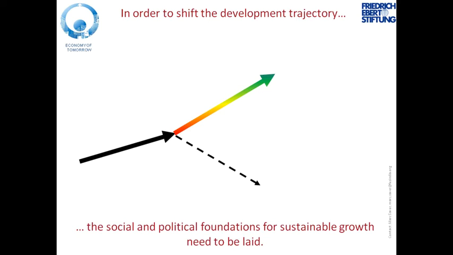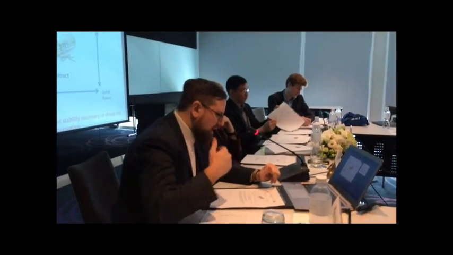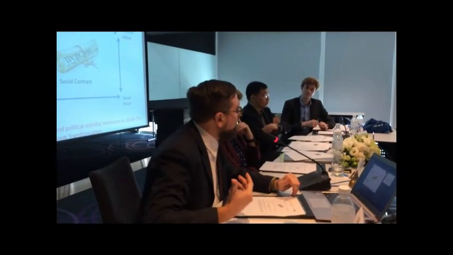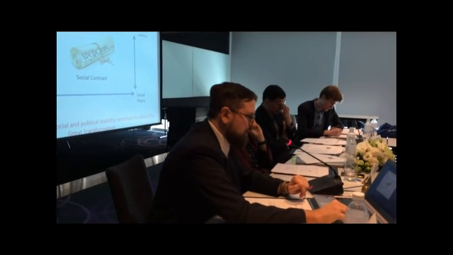And laying that foundation is, in other words, what political philosophy would call renegotiating the social contract. In order to overcome political instability, social conflict, and economic stagnation, society needs to renegotiate the social contract. And I would argue that only an inclusive social compromise between the emerging classes that want opportunities and the established classes that fear change can actually provide that stability and social foundation for development. That's basically the argument that we're laying out here.